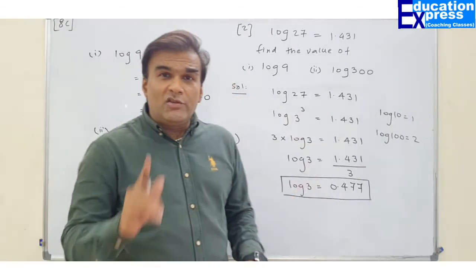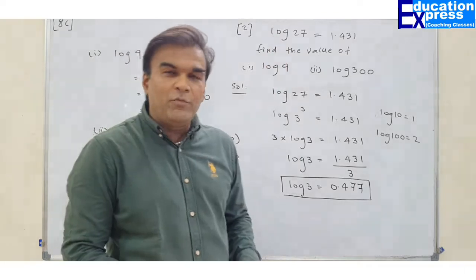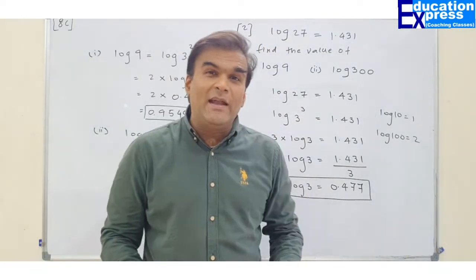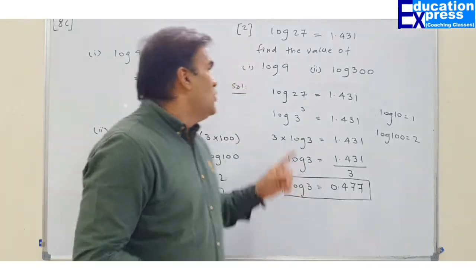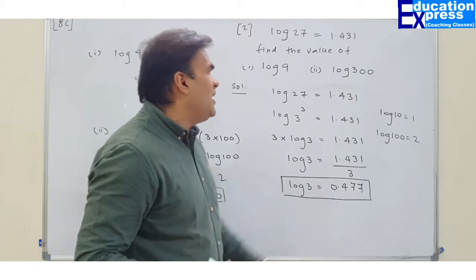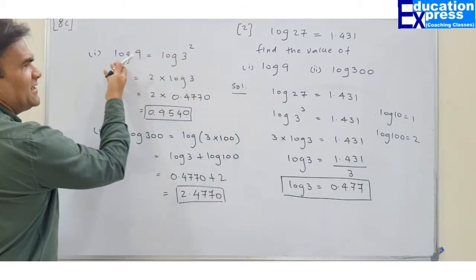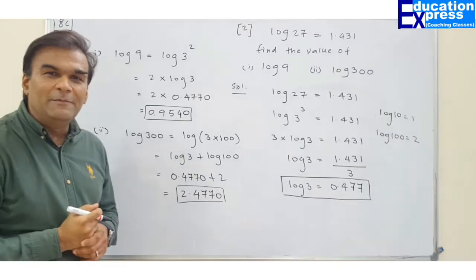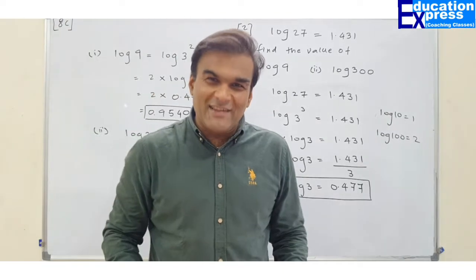In the previous question, they had given us log 8. So we found out log 2. They gave us log 27 and we know that 27 is a cube of 3. So we found out log 3. Once you find the base, that is log 3, we can easily find log 9. This is a very simple one, and log 300. Again, it's going to be very, very simple. My dear friends, let's move on to the next question.